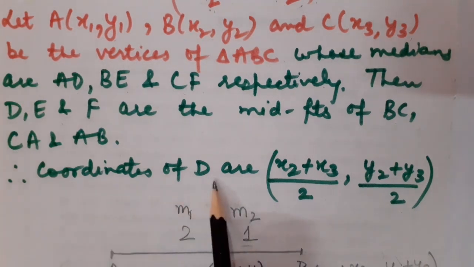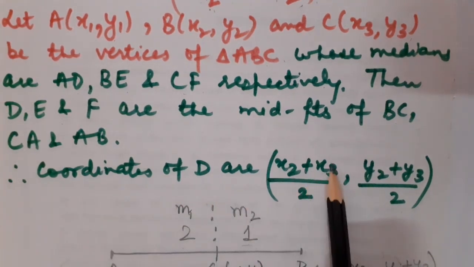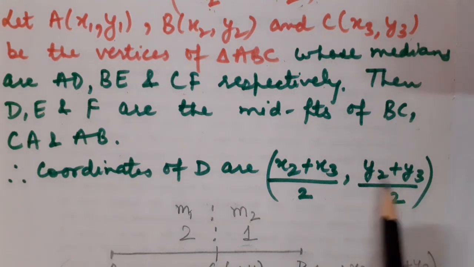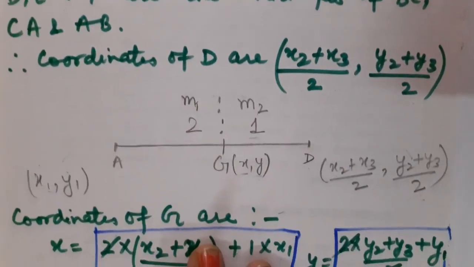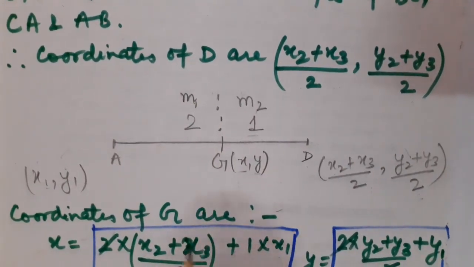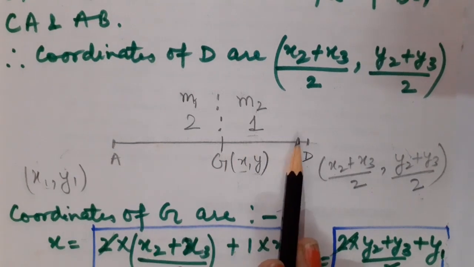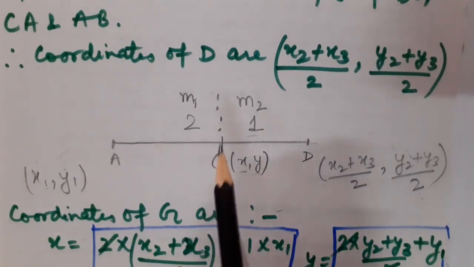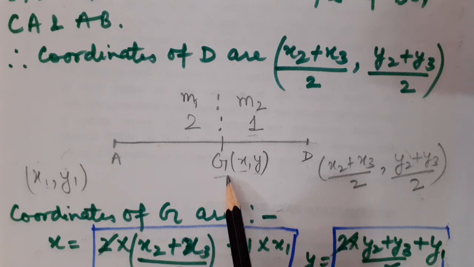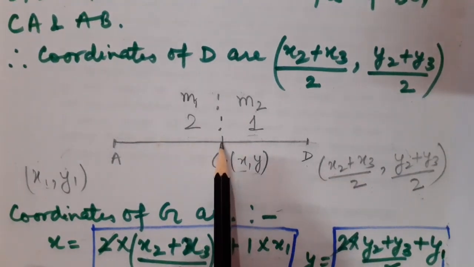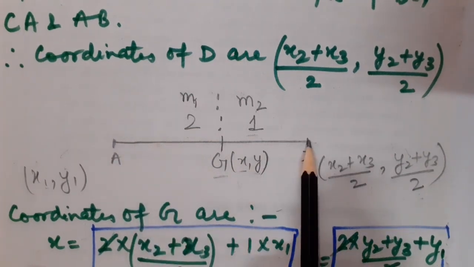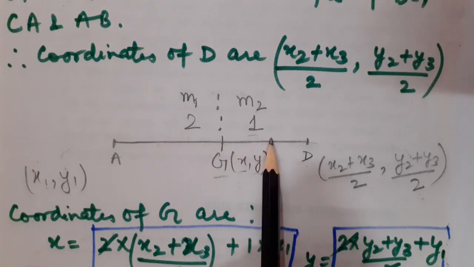So the coordinates of D point are (x2 plus x3) divided by 2, (y2 plus y3) divided by 2. Fine, children. Now I have drawn the line segment AD horizontally for your convenience. G is that point of division, and this G is actually the centroid. You know that centroid divides the complete line segment in the ratio 2:1. Fine. So this is 2:1.